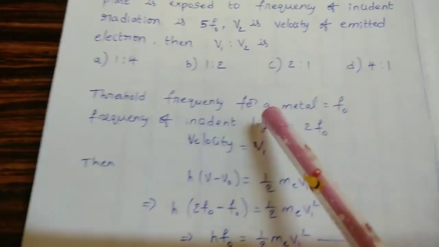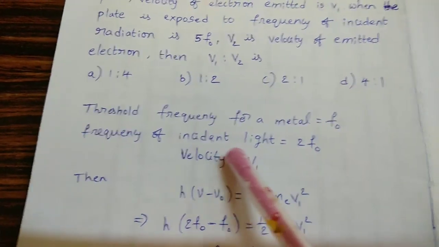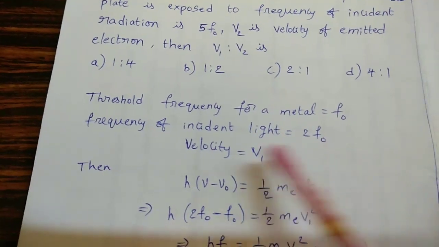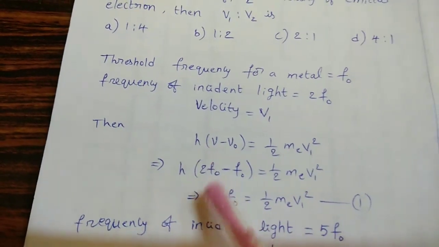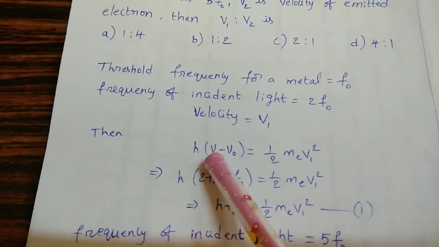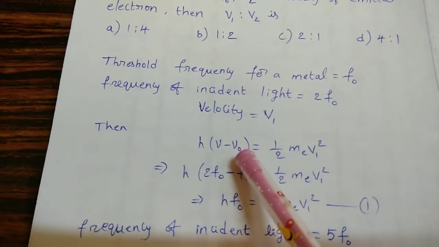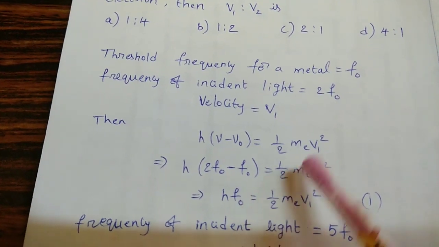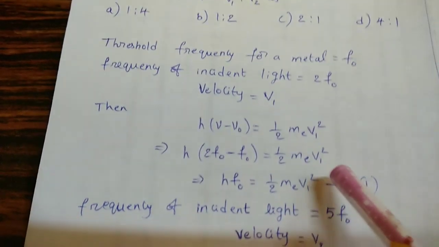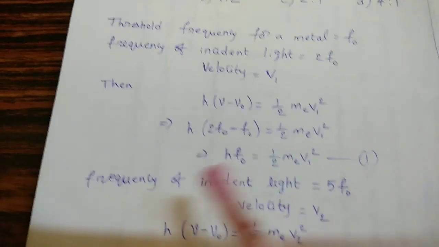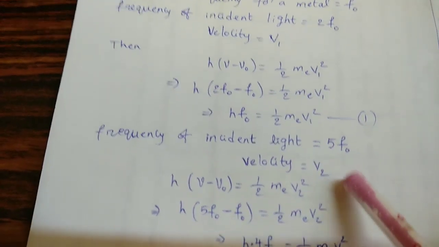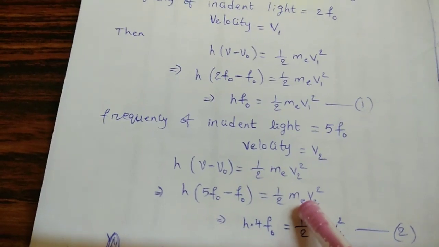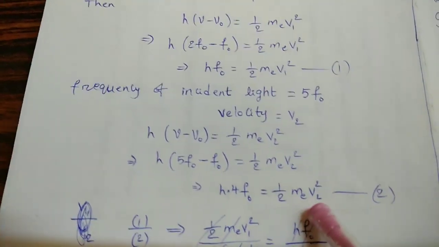So for this, see this. Threshold frequency for the metal f naught, frequency of incident light in the first case 2f naught, velocity v1. So from Einstein's equation we can get this relation. Now nu means frequency of incident light 2f naught, nu naught threshold frequency f naught, and velocity v1 square. So from this we can get this one. Second case, incident light frequency 5f naught, velocity v2. So substitute in Einstein's equation, then we can get this one.